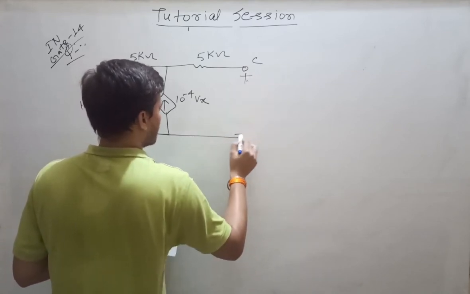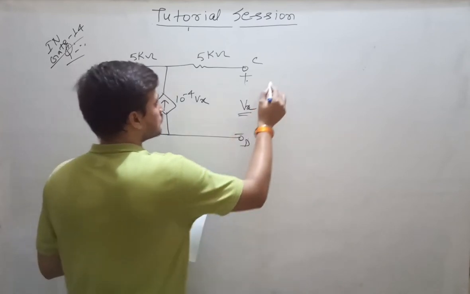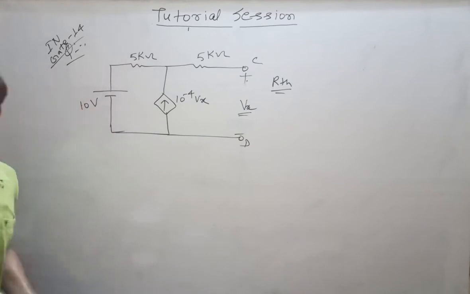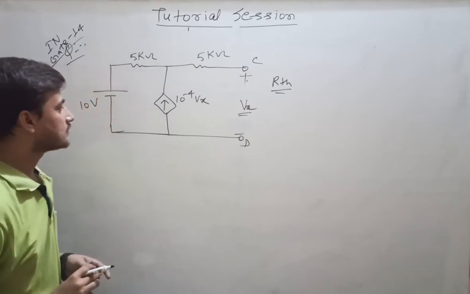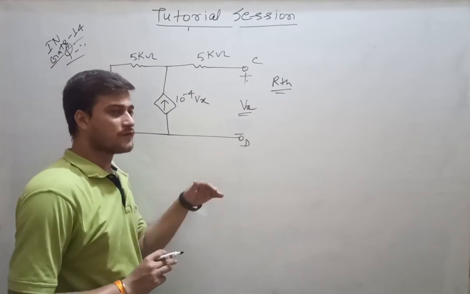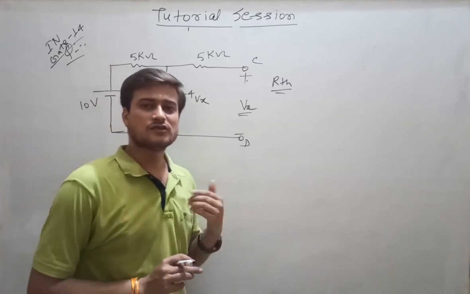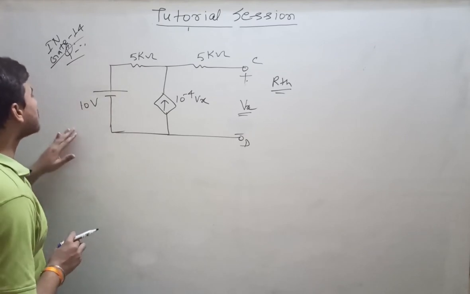Plus minus Vx. You have to find RTh. So let us see how to find RTh. If somebody is asking you to find RTh and a dependent source is given in this circuit, so what you will have to do? The first step is we will have to deactivate all the independent sources.